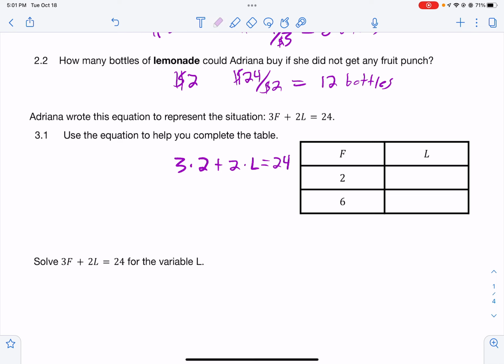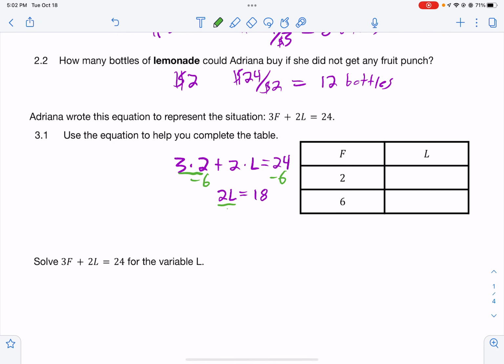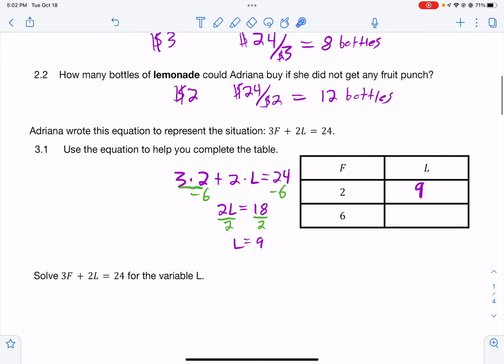So now we'll solve this. We'll subtract 6. Remember, 3 times 2 is 6. So we'll subtract that from both sides. We're trying to get it so we can figure out what L has to be to make this true. Divided by 2. Divided by 2. We're left with L equals 9. So that's one solution. If we buy 2 bottles of fruit punch, we can buy 9 bottles of lemonade.